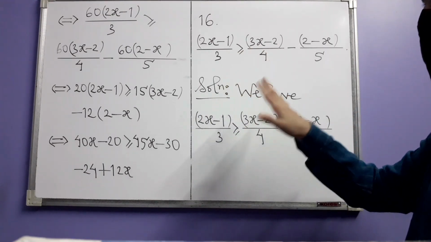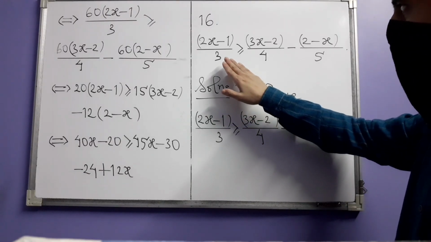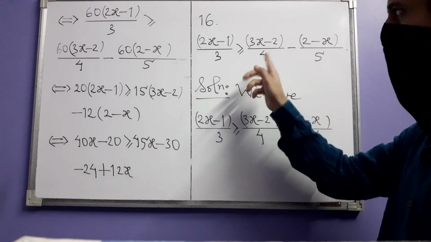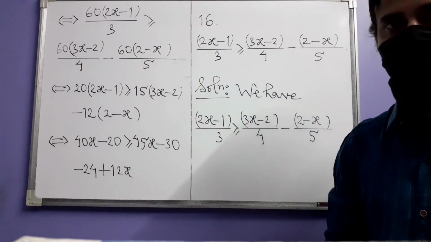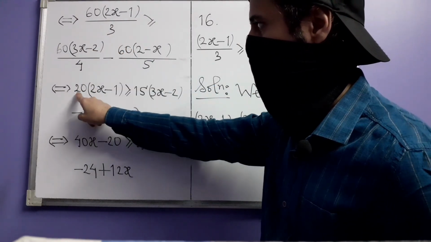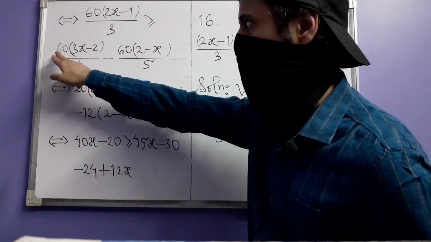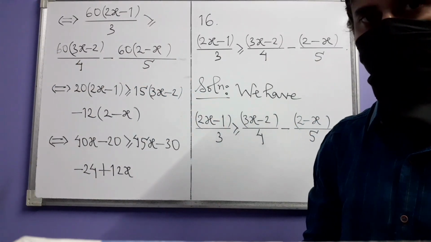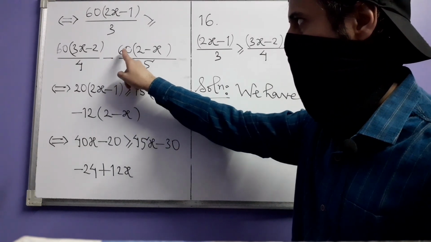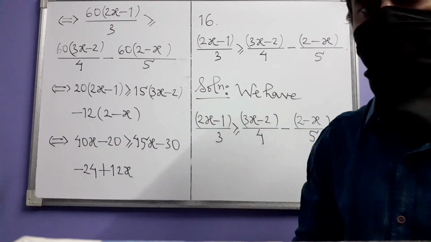If we really want to get rid of fractions, we have to multiply both sides by 3 times 4 times 5. 4 times 5 is 20, 3 times 20 is 60. That's what we did. So 60 divided by 3 is 20. So 20 times (2x minus 1) is greater than or equal to 60 divided by 4 is 15, 15 times (3x minus 2) minus 60 divided by 5 is 12 times (2 minus x).